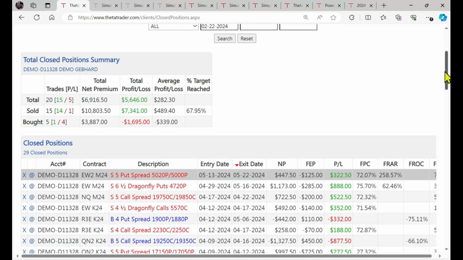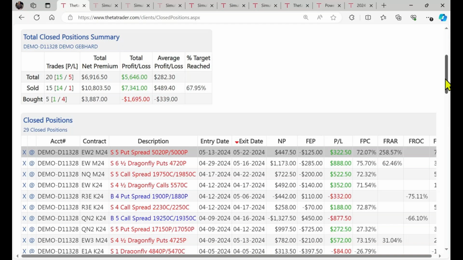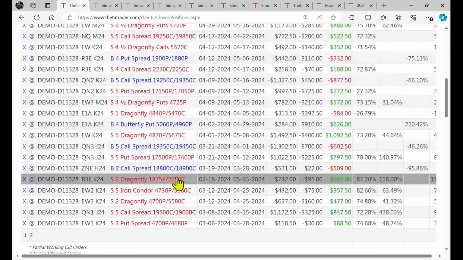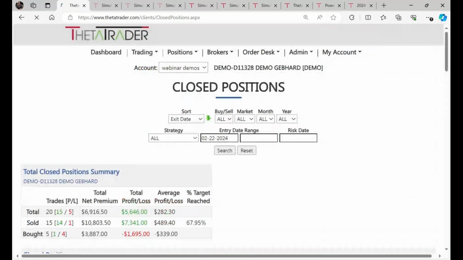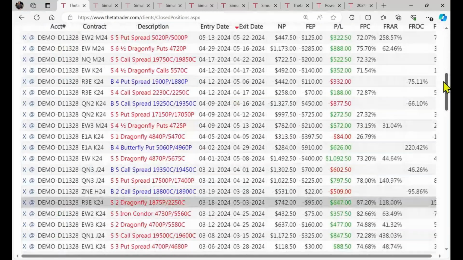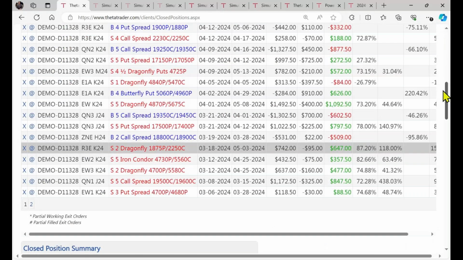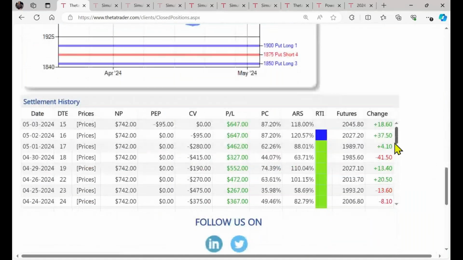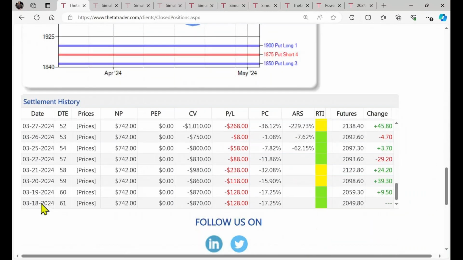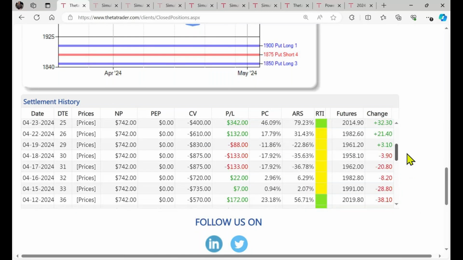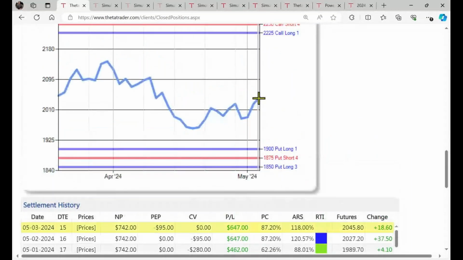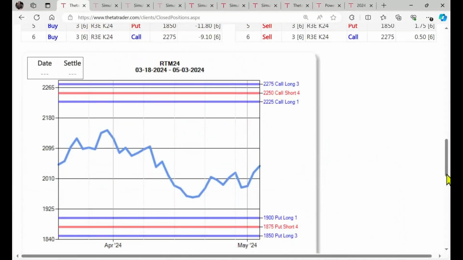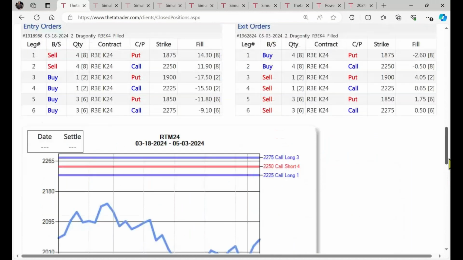And if you wanted to go back in time, maybe you want to look at this dragonfly and refresh your memory on when you placed it and what the market looked like. We've highlighted it, we've clicked it, and then you scroll down and you can see here it was placed on March 18, and you can see the RTI all along the way, and then you can see here the profit signal, and that's when it closed the trade out. So you can go back in time and look at all that.